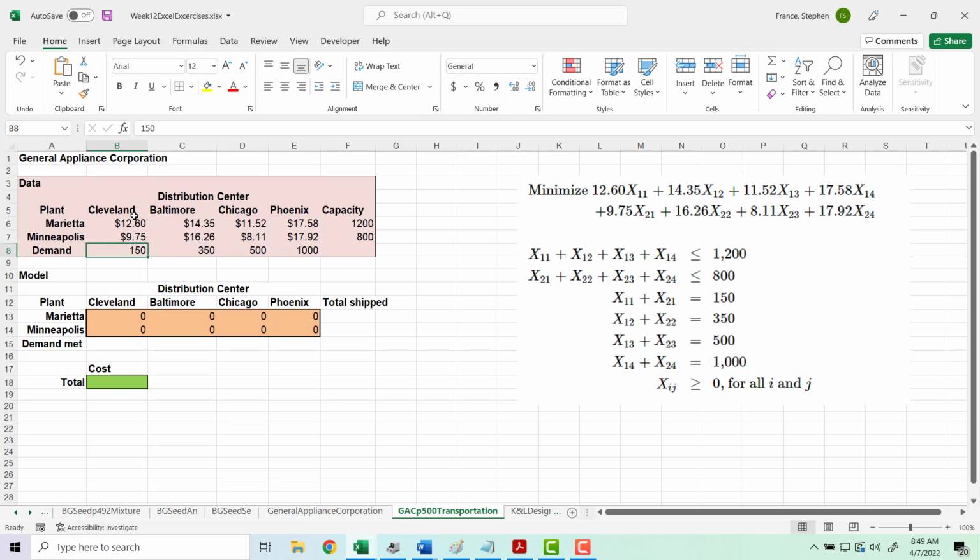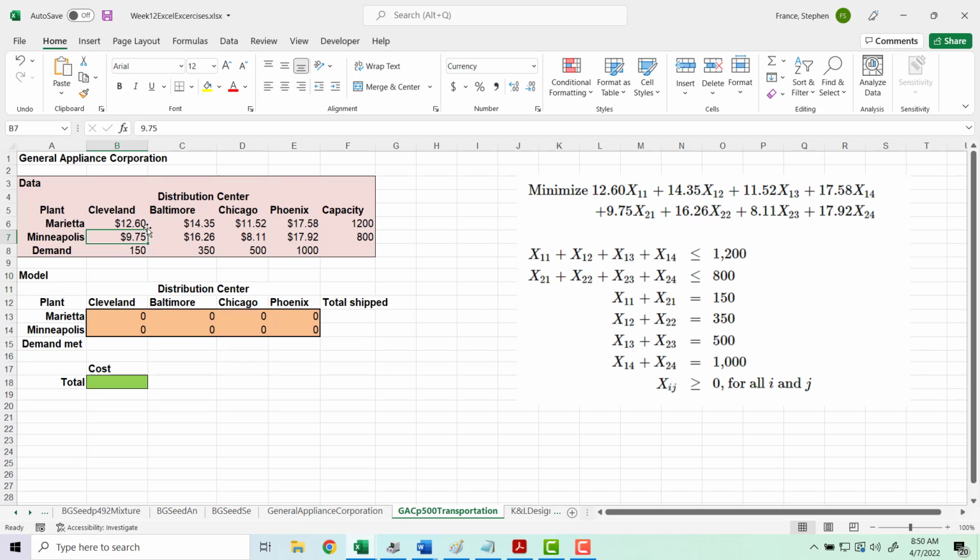So what we have here is basically for each unit, our decision variables. Here's the actual program. Marietta would be plant one, Minneapolis would be plant two, and then we'd have distribution centers one, two, three, and four. So X11 would be the amount we send from Marietta to Cleveland, X12 from Marietta to Baltimore, X13 Marietta to Chicago, etc., etc., and X21 Minneapolis to Cleveland.